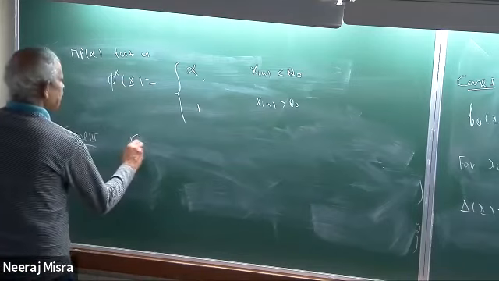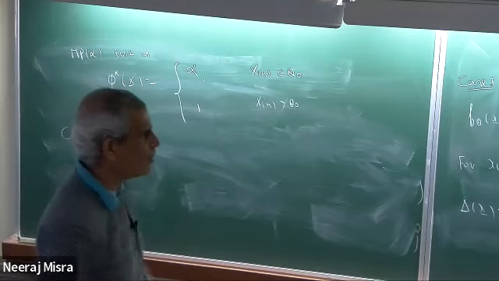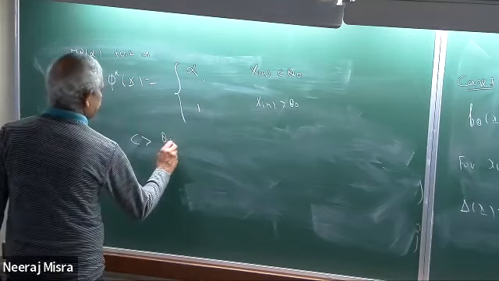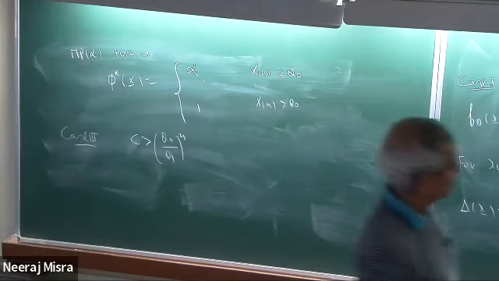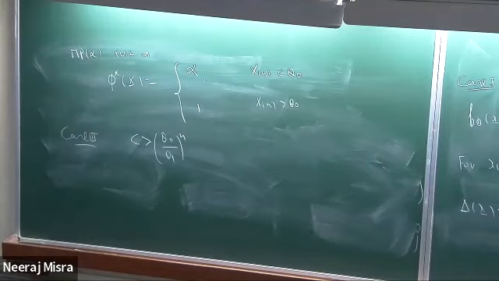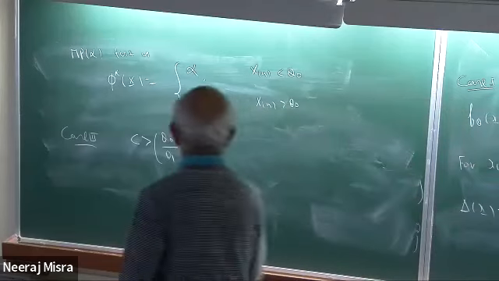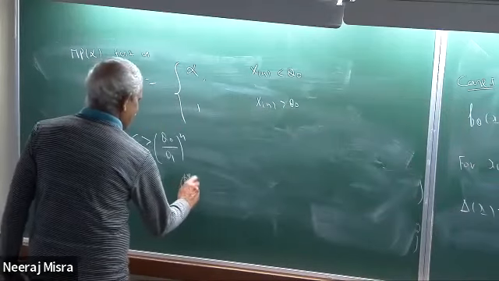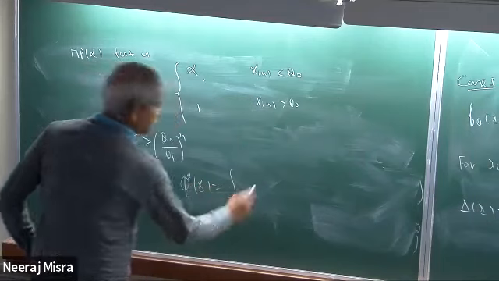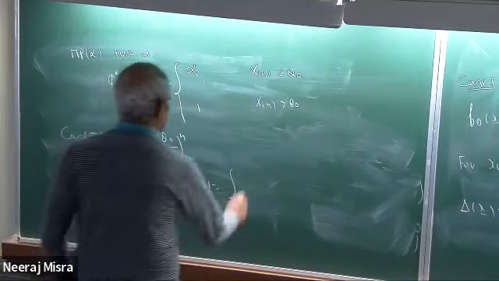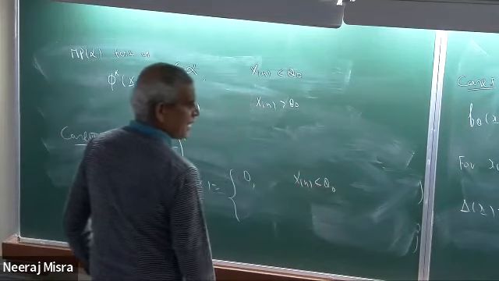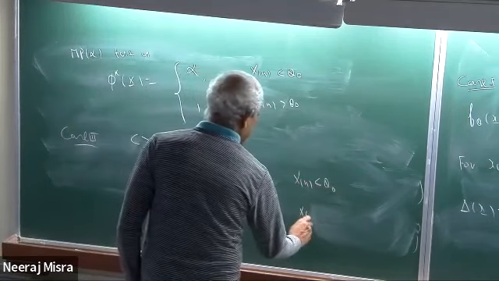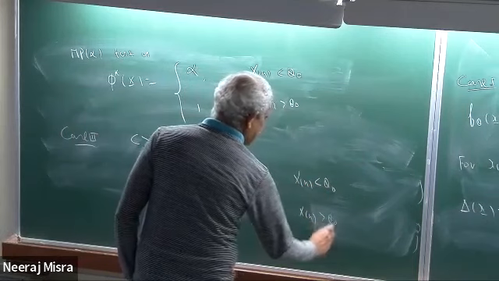C is bigger than theta naught by theta 1 to the power n. What happens then? That means this is less than 0. So here, phi star is 0. So phi star x is 0 if xn is less than theta naught, and 1 if xn is greater than theta naught.